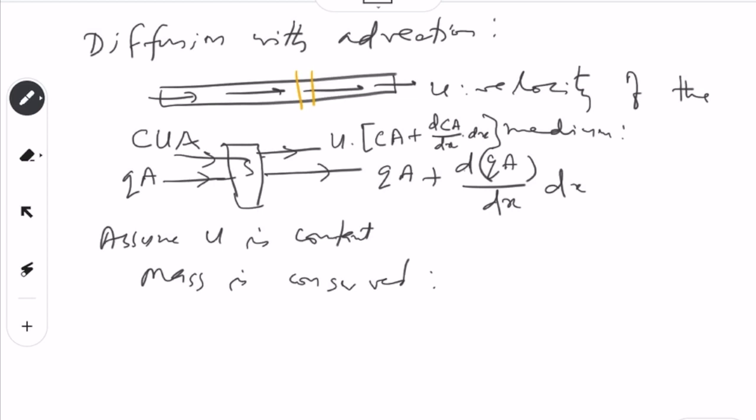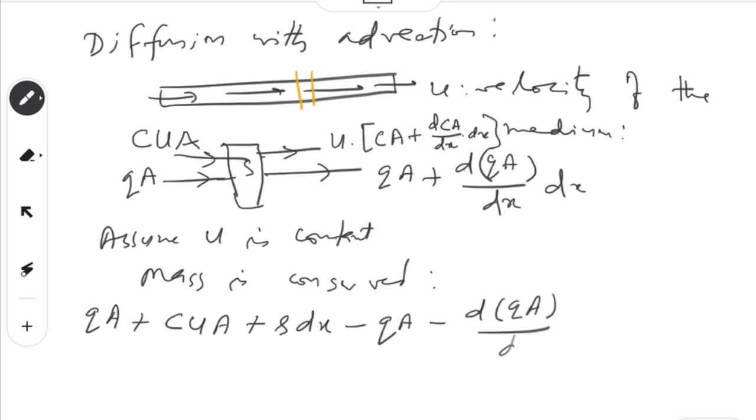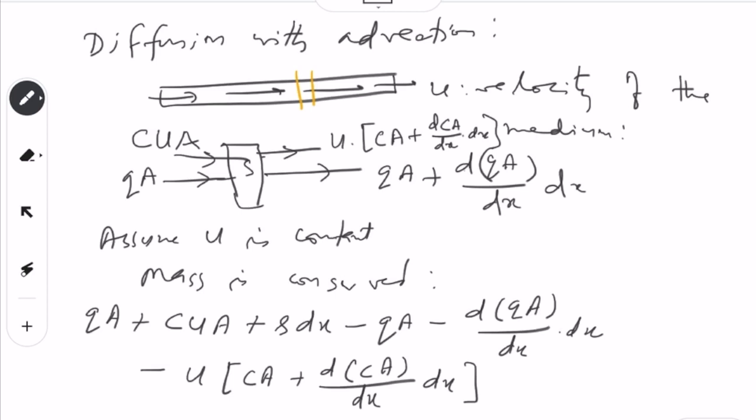We will have Qa plus CuA plus S times dx, then we will have minus Qa minus dQa divided by dx times dx, then we will have minus u Ca plus dCa over dx. Okay, the total has to be equal to 0, right.